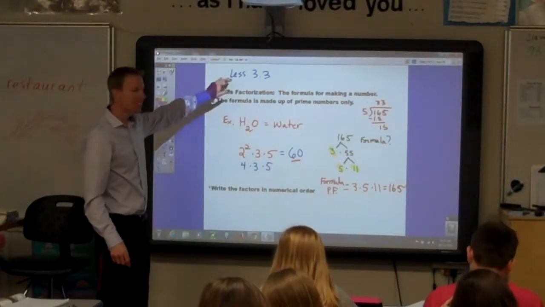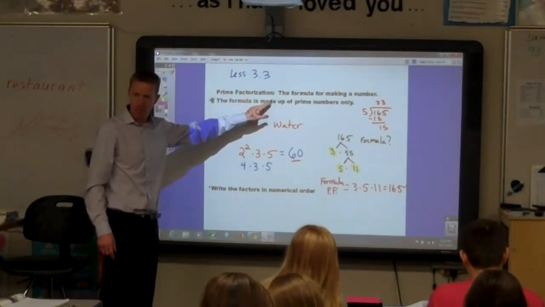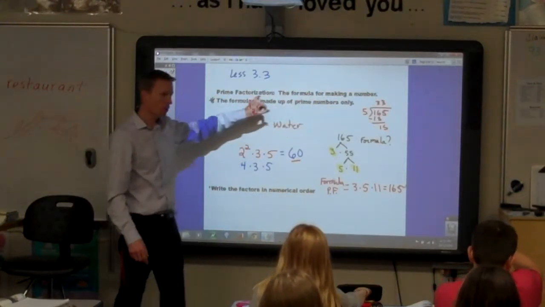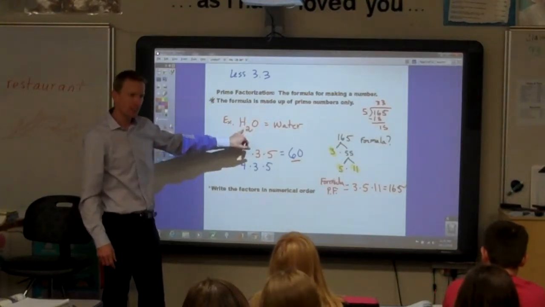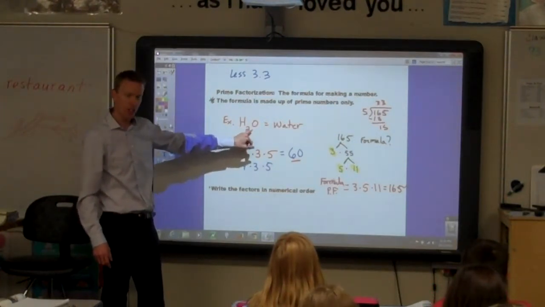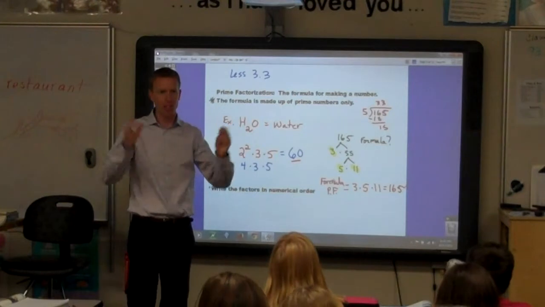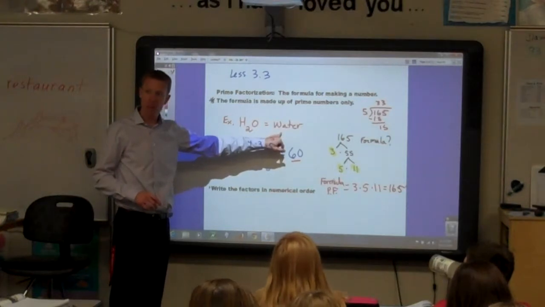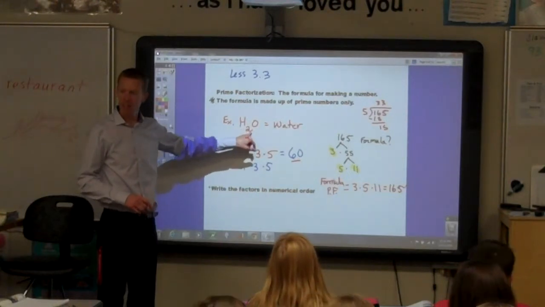All right, good. Lesson 3.3 is about finding the prime factorization of a number. The prime factorization. And so write this down. The formula for making a number is called the prime factorization. Okay? Look at a formula that we use in science. H2O. That means 2 molecules of hydrogen and 1 molecule of oxygen. Those are elements, aren't they? On the element list. And when you put these together, they make water. So water is a compound, it's called, and compounds are made from elements, right?